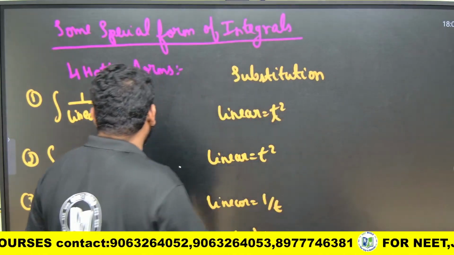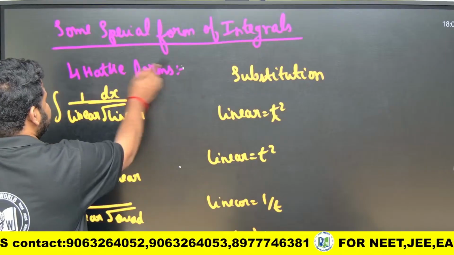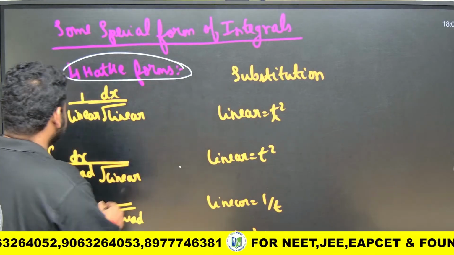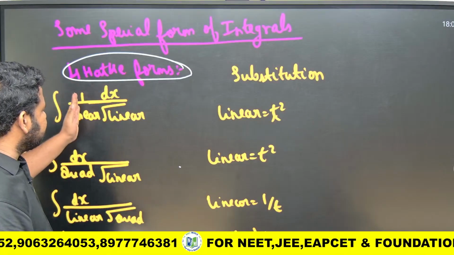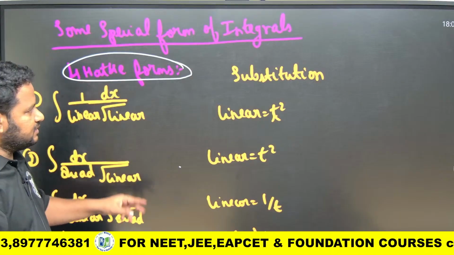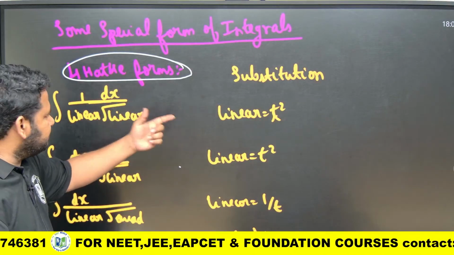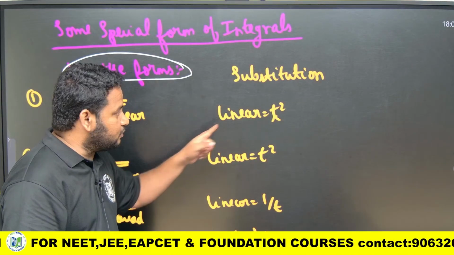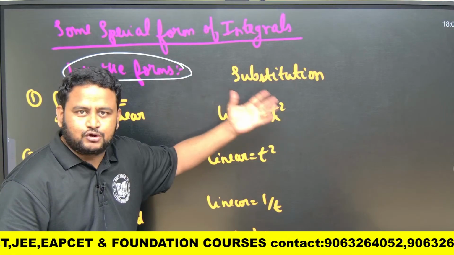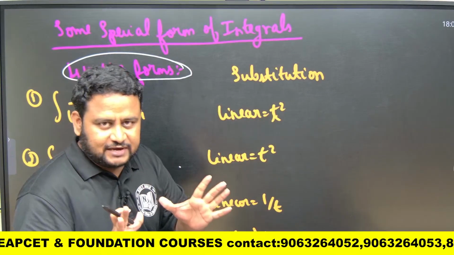So what are the special forms? Integrals of the form, I will say, those 4 important forms and their substitutions. If the integral is of the form 1 by linear into square root of linear dx, what should the substitution be? For the linear which is within the square root, you will put it equal to t square, not t. Got it?